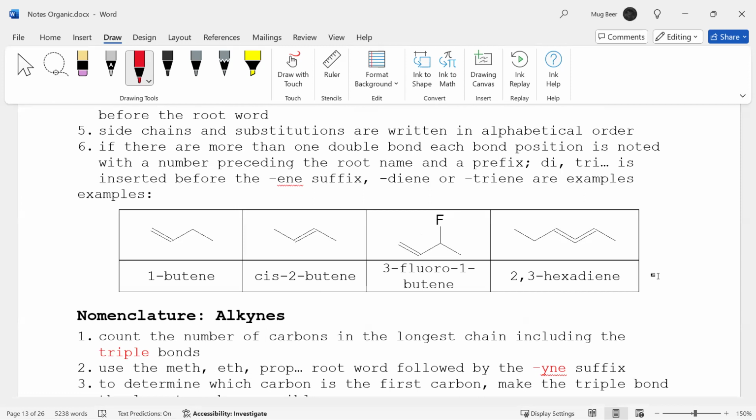And then the last one there is 2,3-hexadiene. And so the hex is telling you that there are 6 carbons. The ene is telling you that there's double bonds. Diene is letting you know that there are 2 double bonds. And then the 2, 3 are letting you know where the double bonds are located. So it's telling you that there's a double bond between carbon number 2 and 3, and then also another one between carbons 3 and 4.